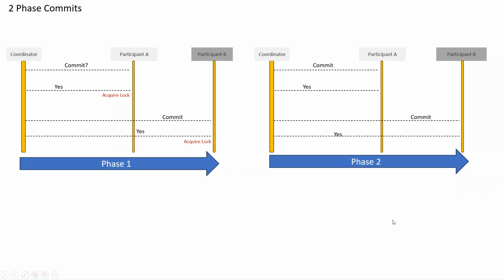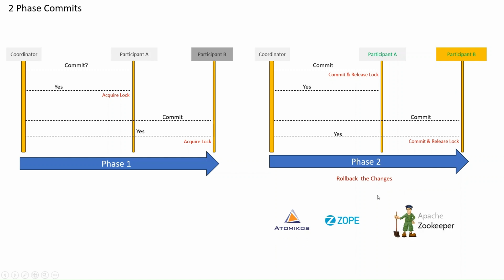In phase two, which is the commit or rollback phase, if everything goes fine with your participant A and participant B, then your locks are released on the database and your data is saved permanently. But if any of your participants fails, then your whole transaction is rolled back. You don't need to implement that logic from scratch, because there are already some tools, for example Atomikos or Apache ZooKeeper, providing that facility with a very simple implementation. But there are some disadvantages with that approach.